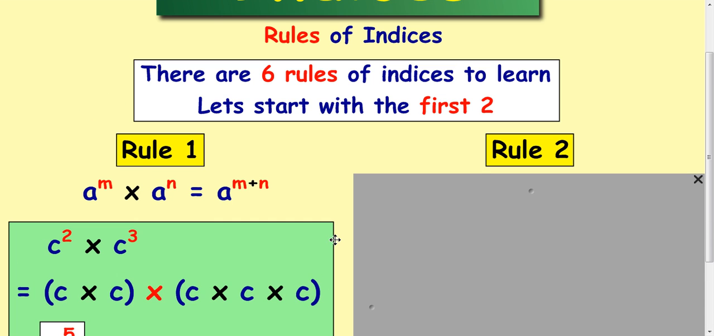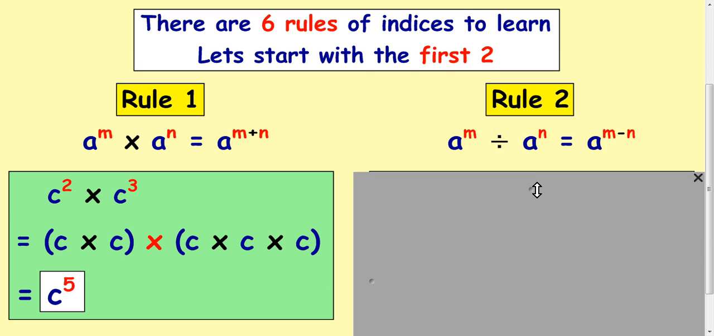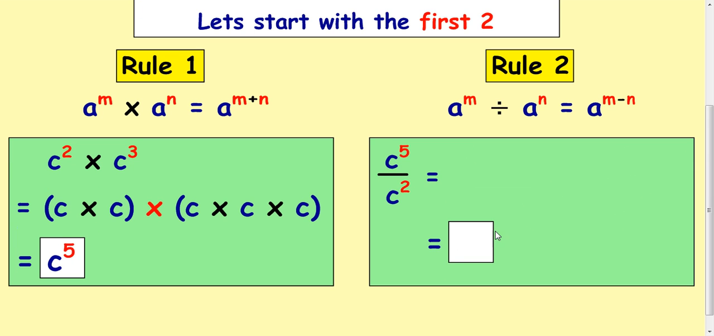Okay, let's look at rule 2. Now rule 2 is the division of powers. So if I take any base, if you like, any number at the bottom here, and take it to the power of m and divide it by a to the power n, then when you're dividing, you're doing the opposite of multiplying, so we end up subtracting the powers. So let's have a look at what that would look like with numbers.